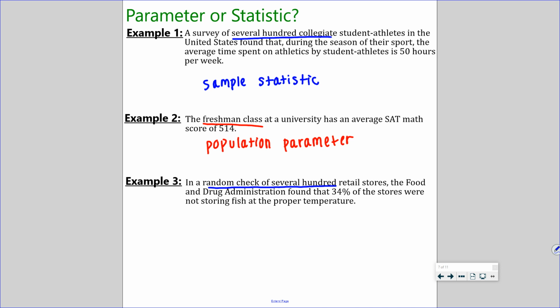Okay. Yeah. All right, what do we think for this one? Sample statistic or population parameter? Statistic. Sample statistic. Nice. Because you're so smart.